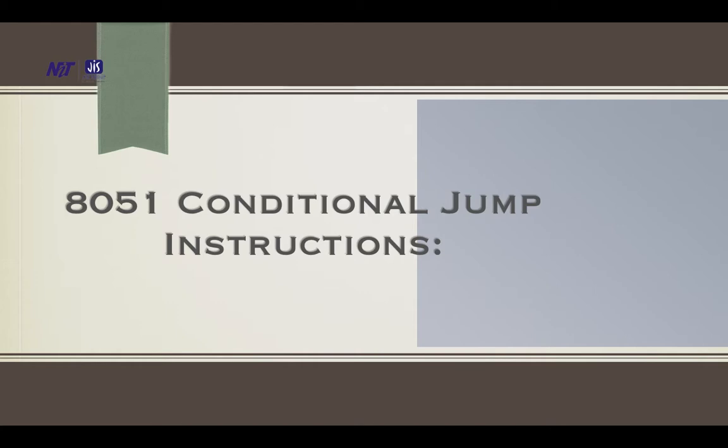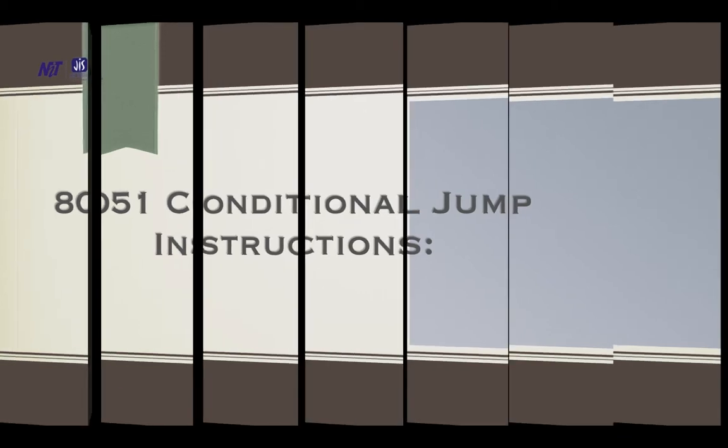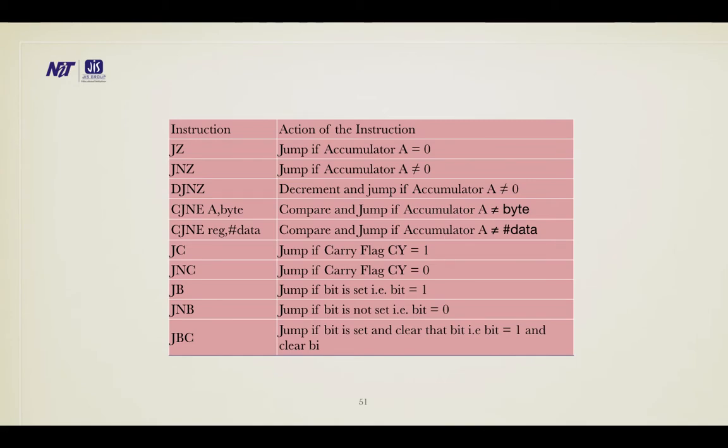Now the 8051 conditional jump instructions. JZ: jump if accumulator equals 0. JNZ: jump if accumulator is not equal to 0. DJNZ: decrement and jump if the register is not equal to 0. CJNE A,byte: compare and jump if accumulator A is not equal to byte. CJNE register,#data: compare and jump if the register is not equal to the data.